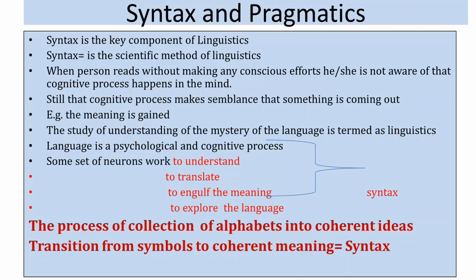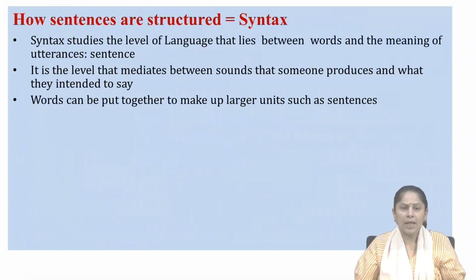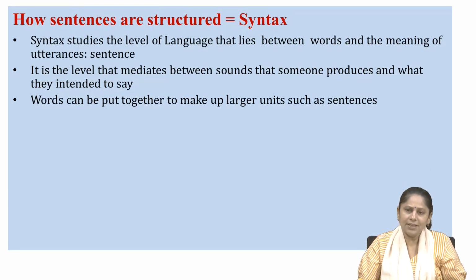Look again, try to remember the definition: the process of collection of alphabets into coherent ideas, the transition from symbols to coherent meaning, how sentences are structured. So this is very clear when we discuss how sentences are structured. Before that, let me go to one definition again.